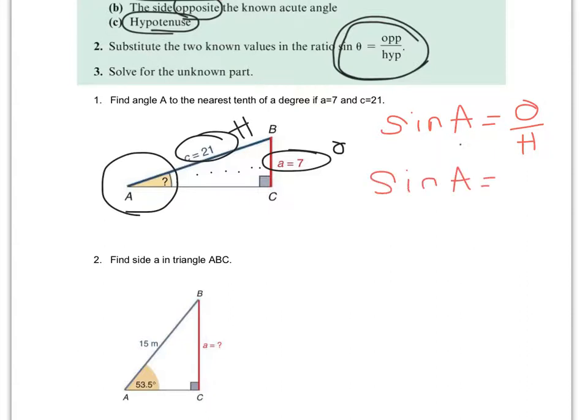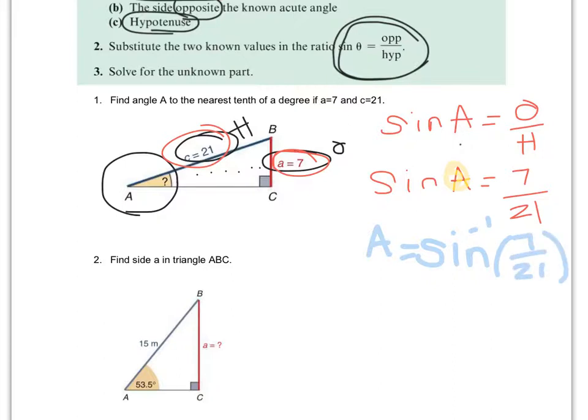Now, since we are looking for how big angle A is, we won't fill anything in for A, but we know that the opposite side has a length of 7, and that the hypotenuse has a length of 21. Now, we're trying to figure out the size of A. So to figure out the angle, that is when you have to turn to inverse trig. So to find out how big angle A is, we'll have to take inverse sine of 7 over 21.